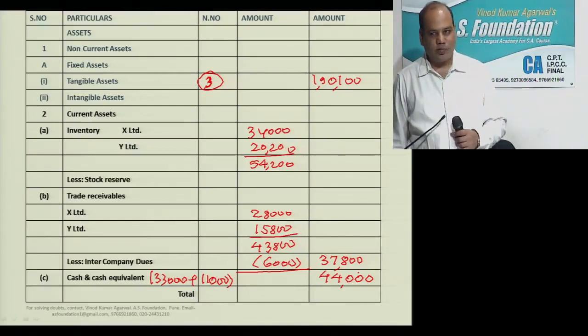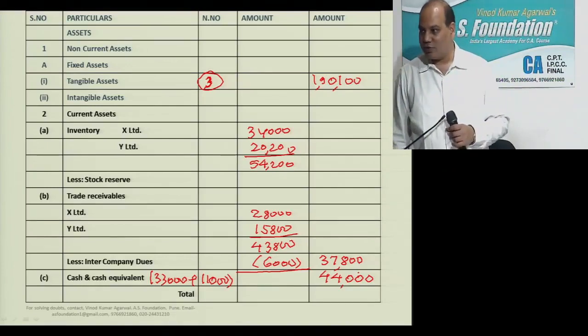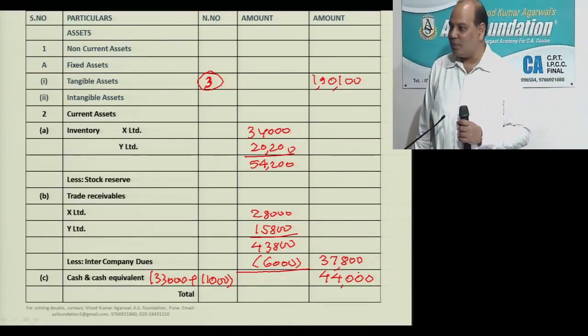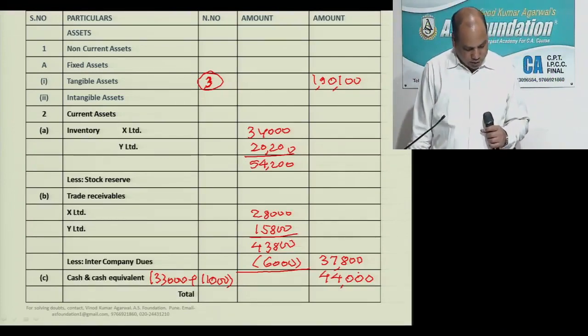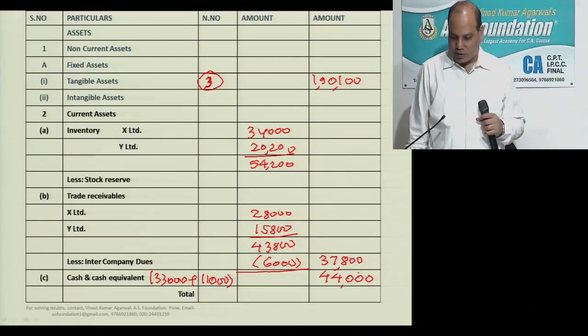Step number 1, read the problem. Step number 2, draw the working note and format. Step number 3, transfer the balance sheet items to respective places. And now, step 4, adjustments if any pending. One adjustment is pending. Which adjustment is pending? Anybody? Stock reserve adjustment is pending.